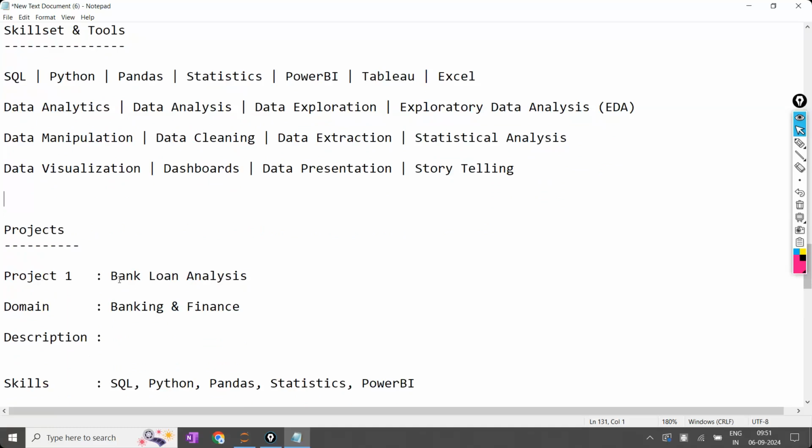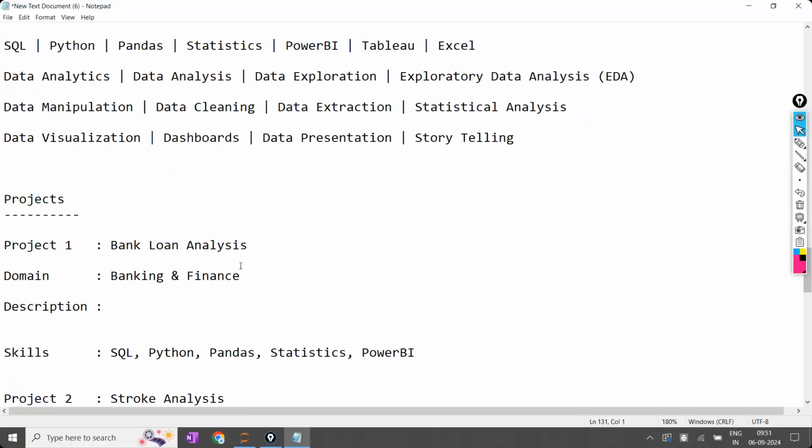One of them is from banking. So you are going to do one from banking and finance. In the resume, you are going to write like this: project 1, bank loan analysis. Which domain? Banking and finance. So that they'll understand you have some experience in the banking sector. And you are going to give the description of the project.